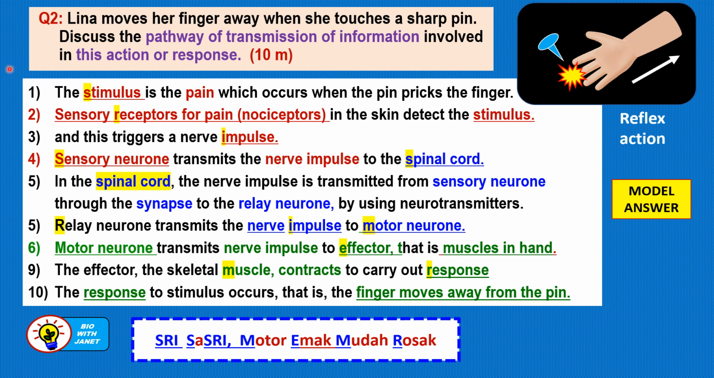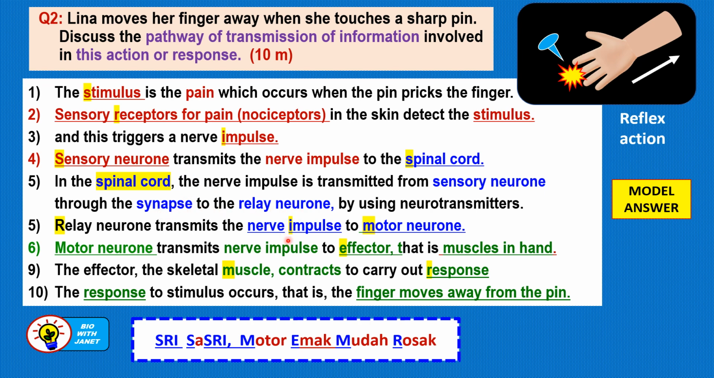Okay, let's look at the answer. The stimulus is the pain which occurs when the pin pricks the finger. So sensory receptors for pain, which are the nociceptors in the skin, detect the stimulus, and this triggers a nerve impulse. Now, the sensory neuron will transmit the nerve impulse to the spinal cord. And in the spinal cord, the nerve impulse is transmitted from the sensory neuron through the synapse to the relay neuron by using neurotransmitters. All right, we can mention the synapse. We may be able to get one more mark.